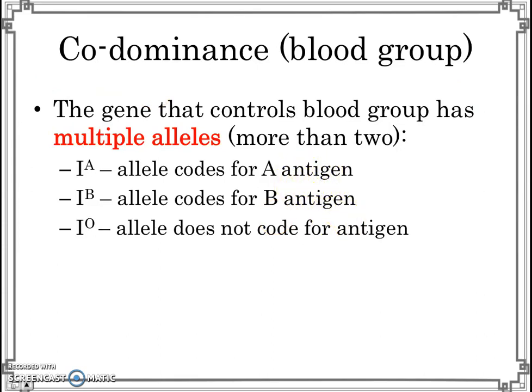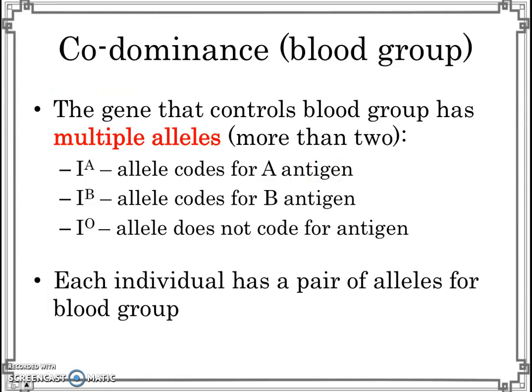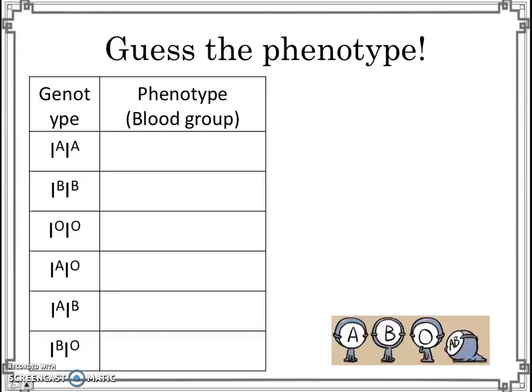So as per all the examples we've seen so far, each individual has a pair of alleles for blood group. So each individual has only 2 alleles for blood group. So here are the possible genotypes for blood group, and I want you to think about what the phenotypes are in each case. An individual may have the genotype IAIA, and in this case, his phenotype would be A blood group, because he only has the IA allele. An individual with genotype IBIB would be B blood group, and genotype IOIO would be O blood group.